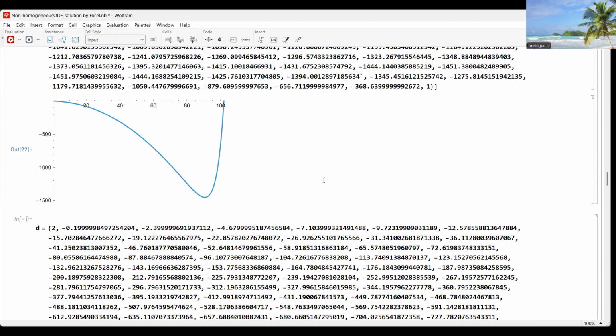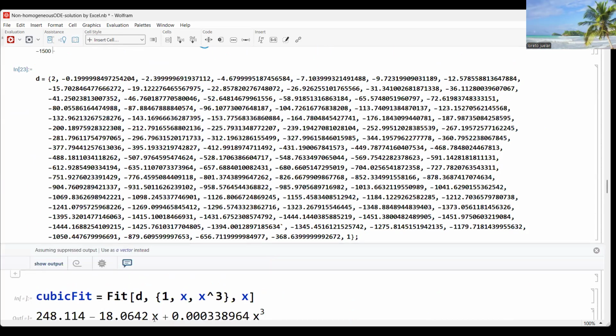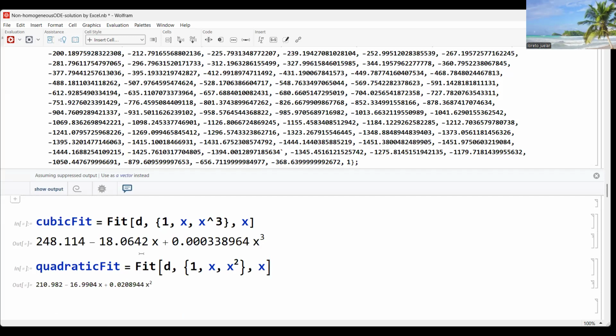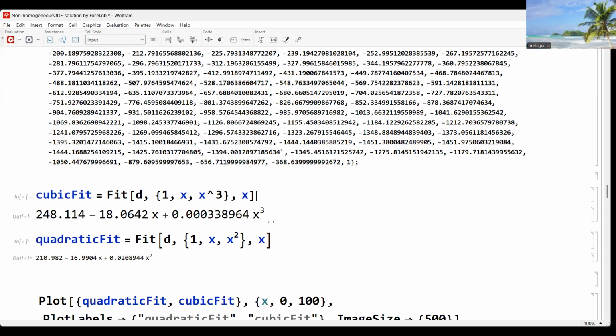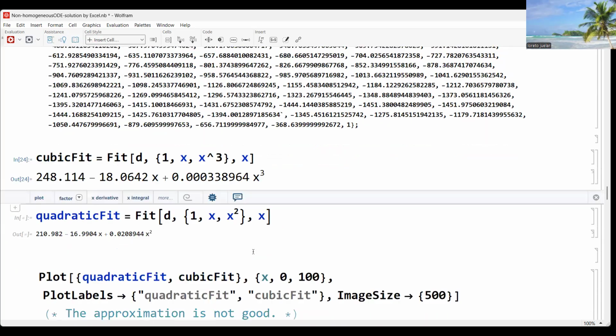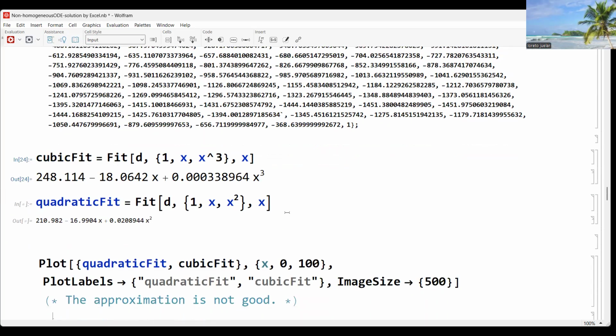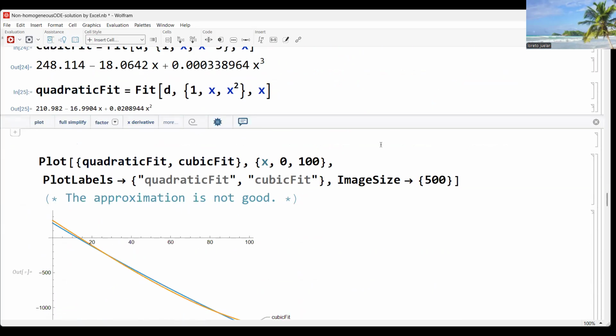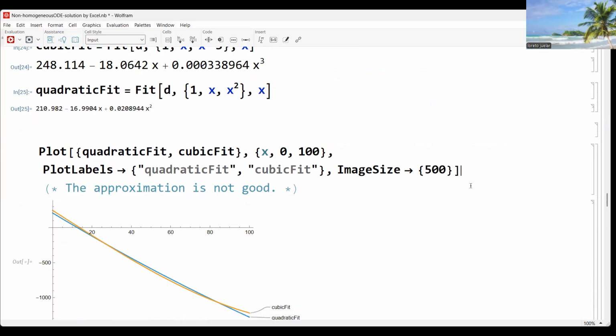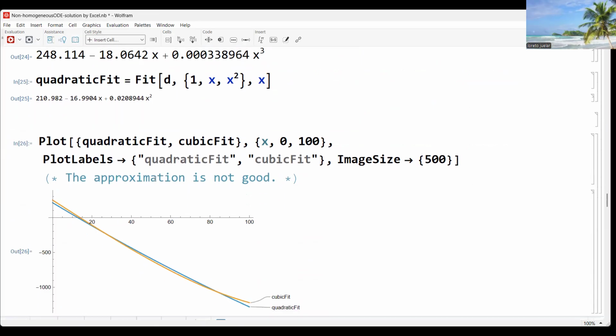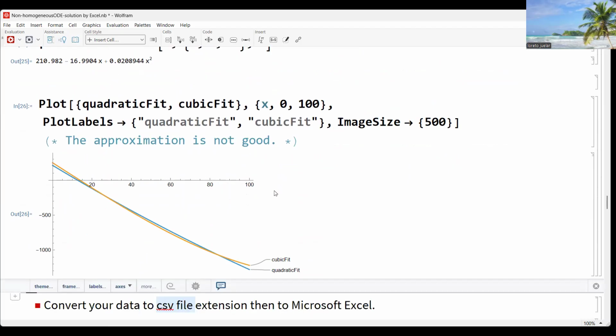Now copy again all the solutions here, and that is equal to d. And we can use the cubic fit and the quadratic fit here. So we have the quadratic fit and cubic fit here. Then let us plot the quadratic fit and the cubic fit here. Okay. So the approximation is not good here. As you can see, it does not look like the solution by Mathematica.